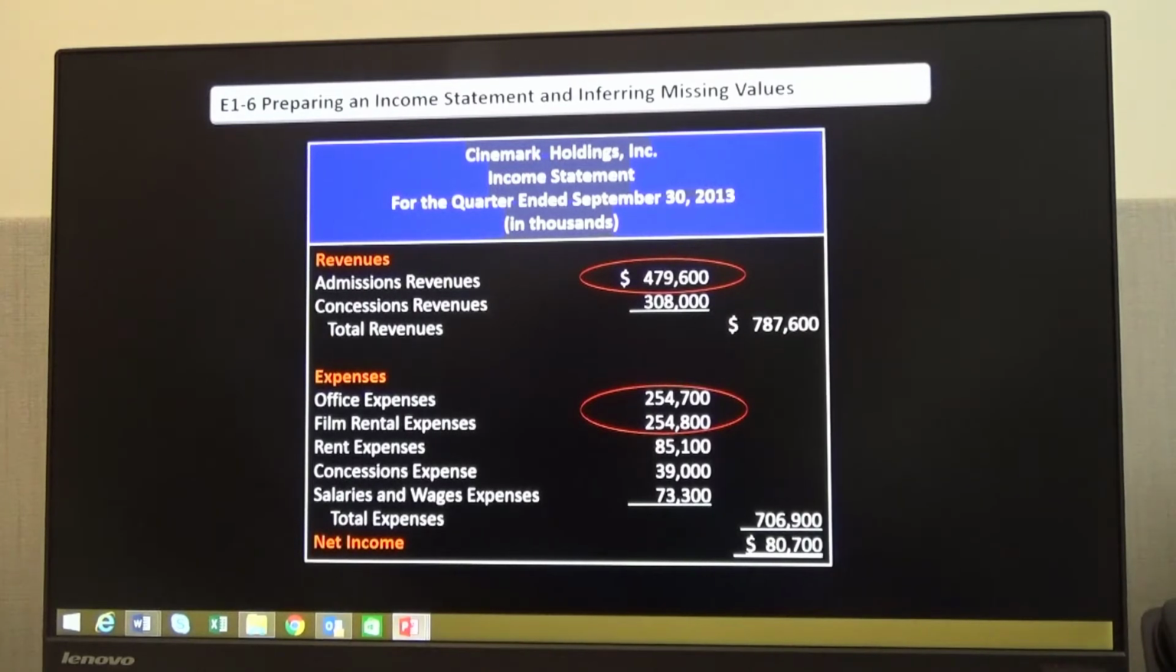We can see that the main source of revenue that the Cinemark Holdings has is the admissions revenue. And the biggest expenses are the office expenses and the film rental expenses.